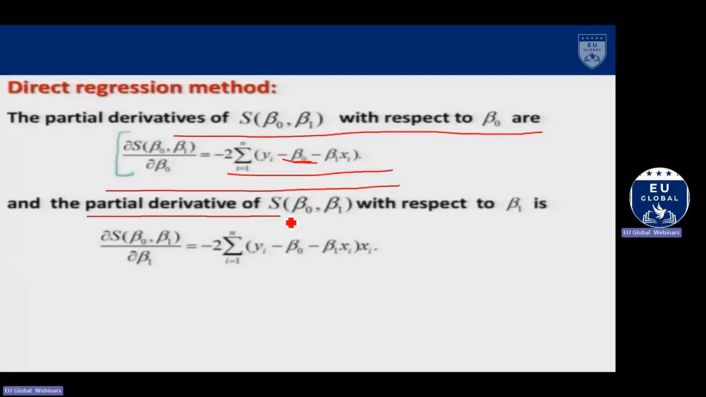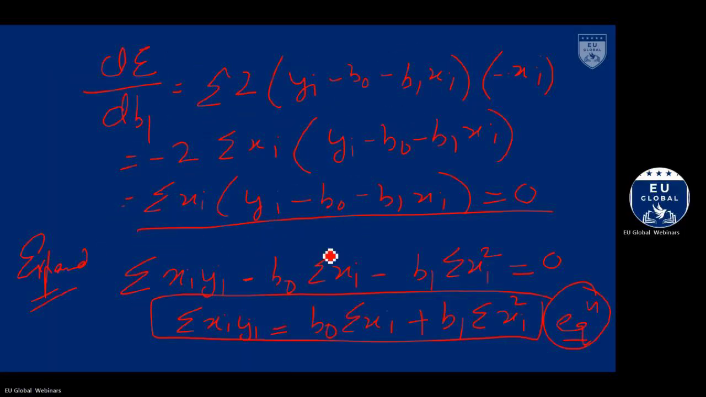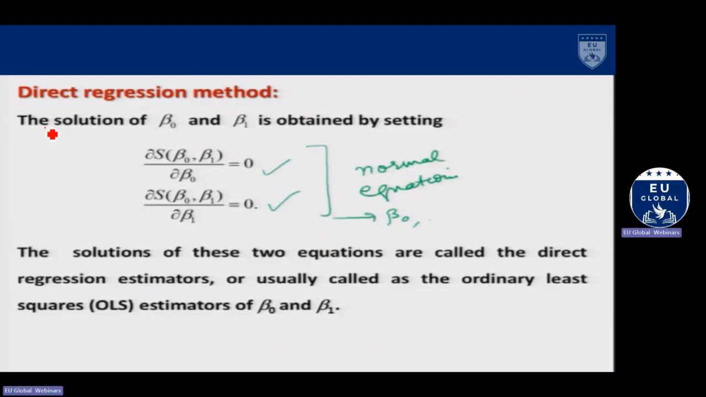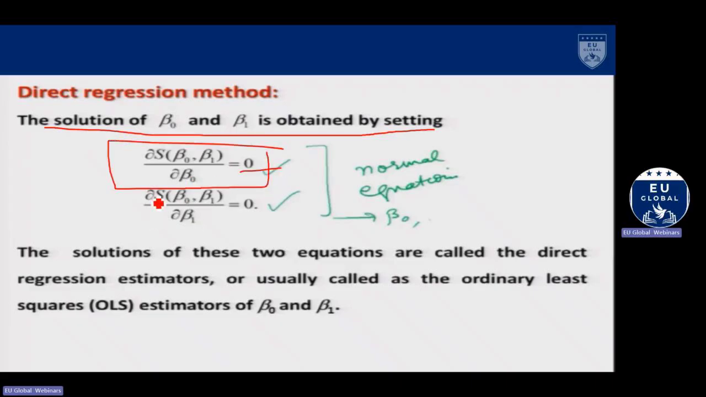Similarly, when we take the partial derivative of S of b naught, b1 with respect to beta 1, we take this value as u first, and whenever we find the value of du upon d beta 1, we get minus xi. That is why we get minus 2 summation of yi minus beta naught minus beta 1 xi. After this, we have a solution for beta naught and beta 1. So dS of beta naught, beta 1 upon d beta naught is equal to 0. And similarly, the partial derivative with respect to beta 1 is also equal to 0.